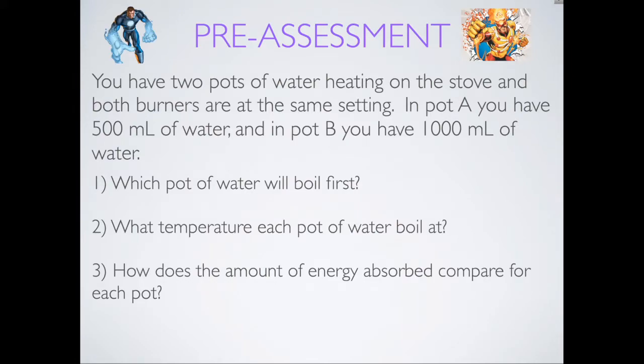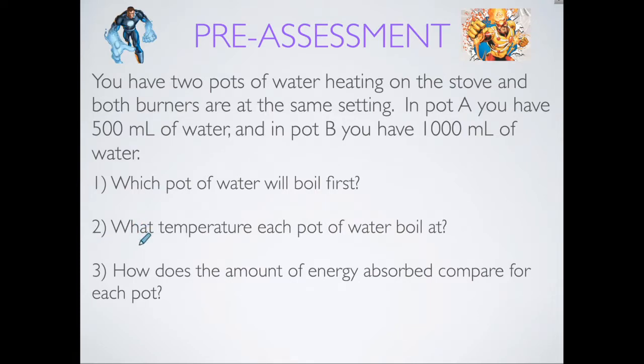So let's say that we have 2 pots of water which are boiling on a stove. They're both on the same setting. In pot A you have 500 milliliters and in pot B you have 1,000. So at this point I would ask you which one do you think would boil first, and I'm sure everybody would say the 500 milliliters would boil first. Based on common knowledge, you know that if you have less water, it's going to react, or in this case it's going to change phases a lot faster.